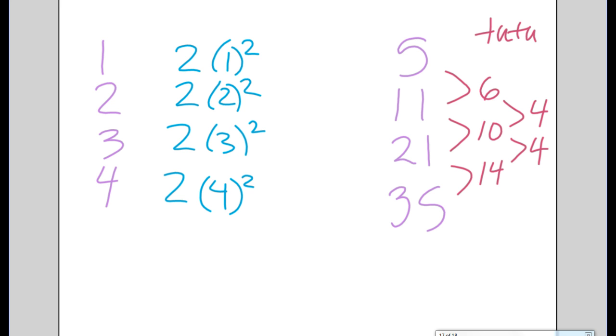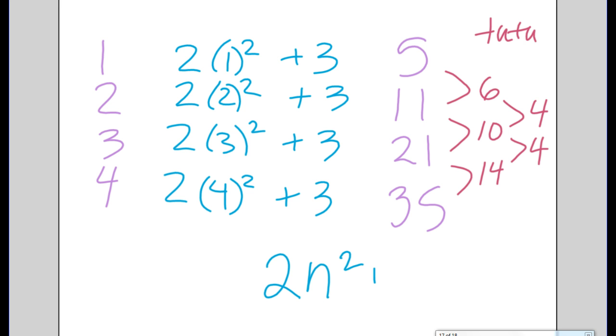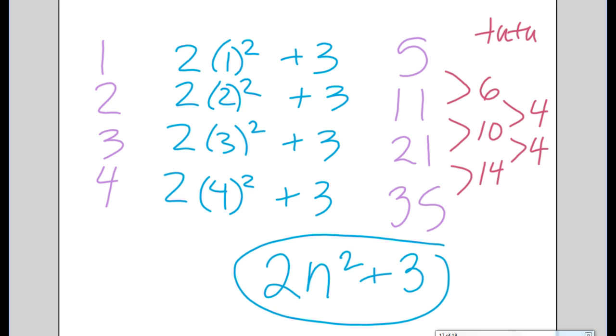Okay, the last step is the tweaking step. What do you have and what do you need? I have 1 squared is 1. 1 times 2 is 2. I have 2. How do I make 2 look like 5? Plus 3. Check it twice like Santa. 2 squared is 4. 4 times 2 is 8. How do you make 8 look like 11? Oh, thank goodness. When you get the same number, then you can write it all the way down. Our answer is 2 n squared plus 3. Oh, y'all are going to ace this quiz.